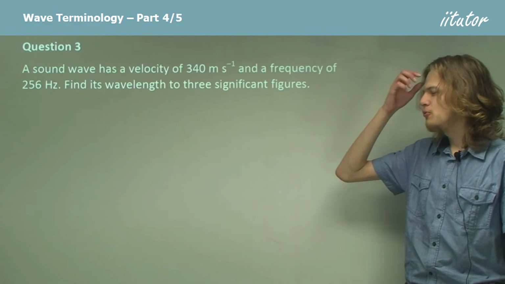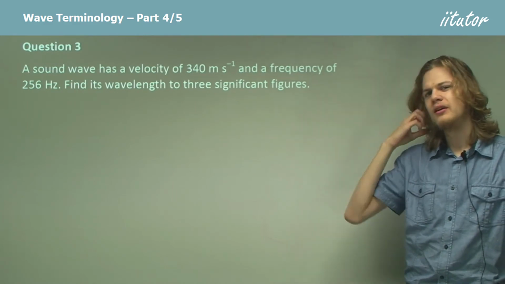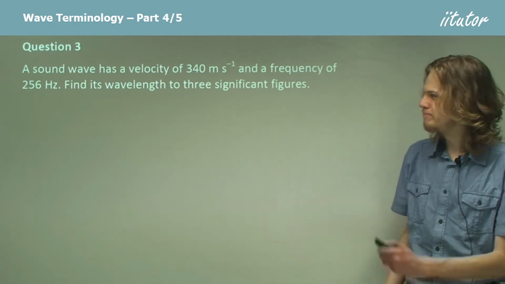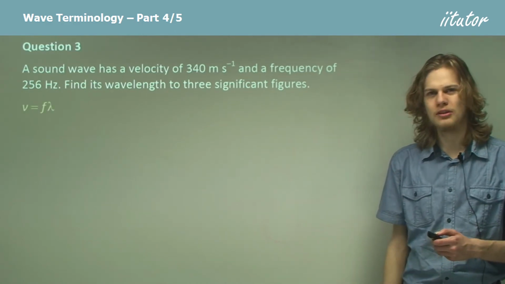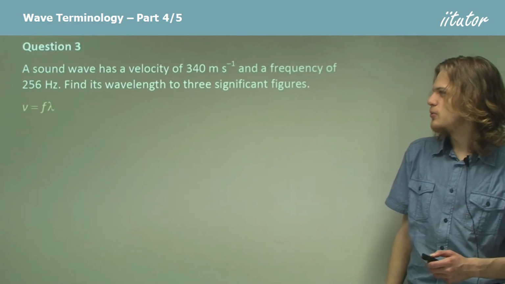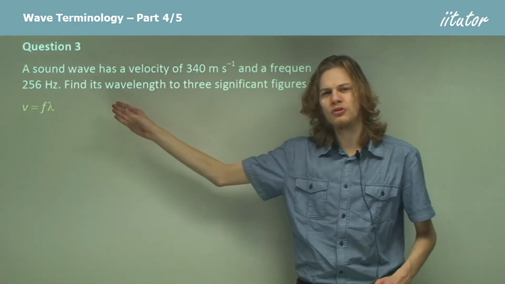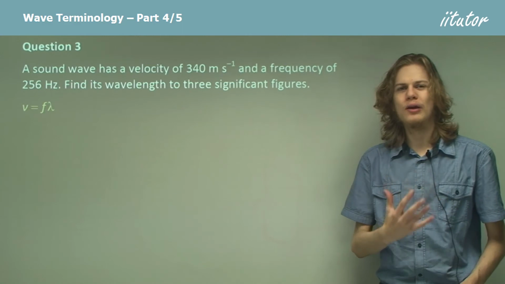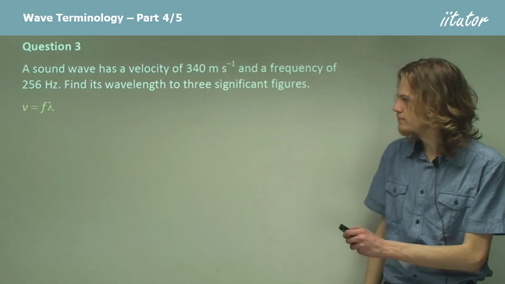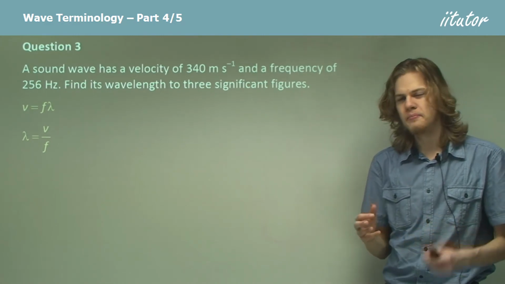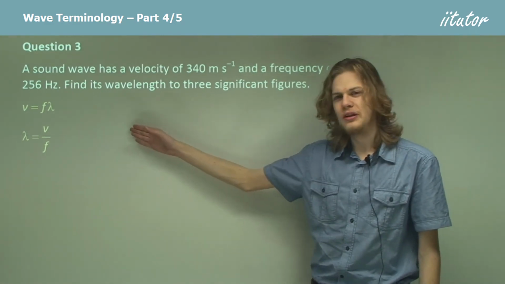Alright, so how would we go about finding this? Well, we can use the wave equation. Can you remember how it goes? V equals F times lambda. So in this case, we're given V and we're given F, but we want to find lambda. So we need to rearrange our equation. We can see by dividing both sides by F that lambda will equal V over F.